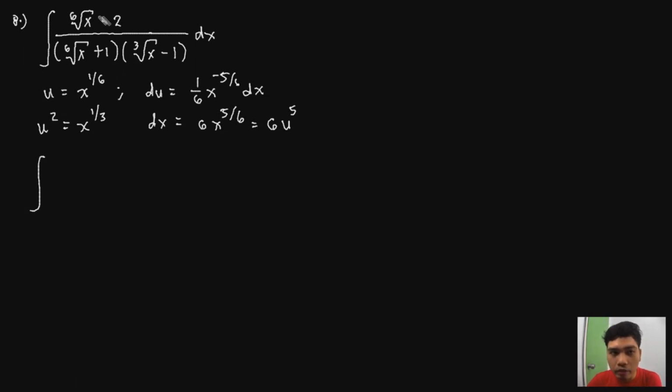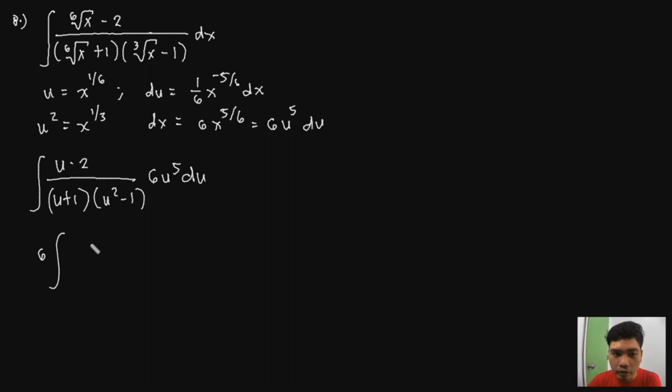So the integral of this one is u minus 2 divided by u plus 1, and then I think that would be u squared minus 1. Now this dx is equal to 6u to the 5th, and I forgot to write du. Okay, so that is du. Now we can actually factor out 6 from the expression and multiply the u to the 5th by u minus 2. So with this we have 6 quantity, the integral of u to the 6 minus 2u to the 5th divided by u plus 1 and then u squared minus 1 du.